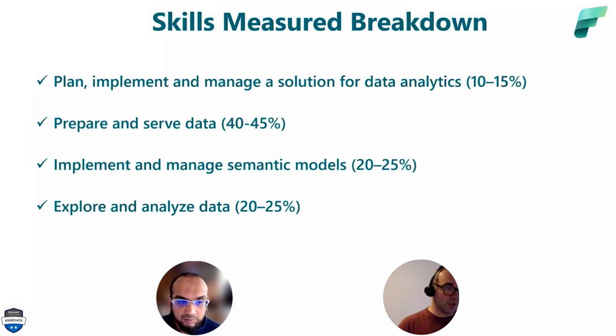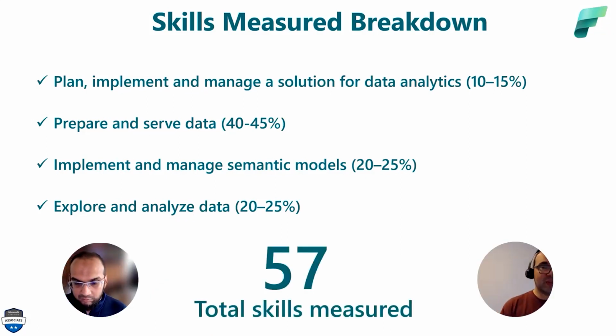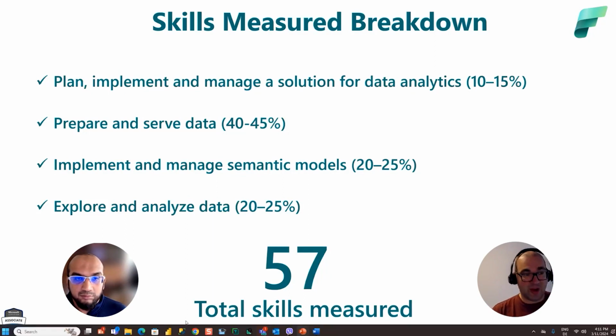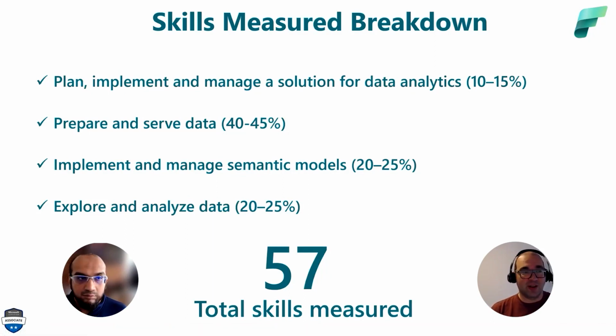So in total, when you go through all the skills listed on the official website, there are 57 skills measured by this exam. So this is really a complex exam with a lot of topics covered. As you see, 57 so far. As per my knowledge, DP-500 was the one with the most skills measured. It was 49. Now it's 57. So it's even broader than the previous DP-500, which is essentially a predecessor of DP-600.